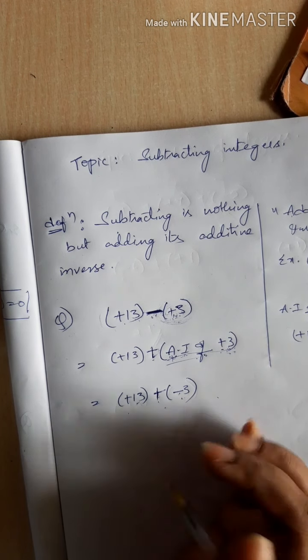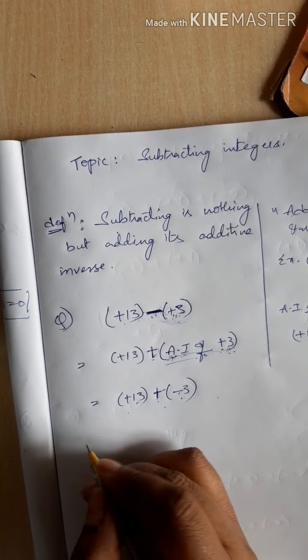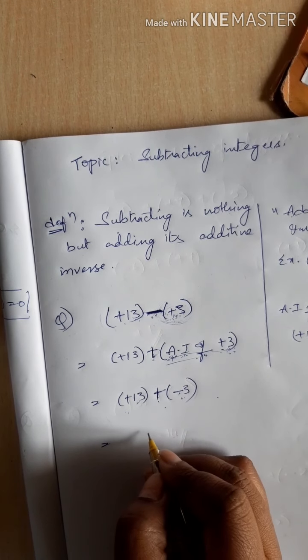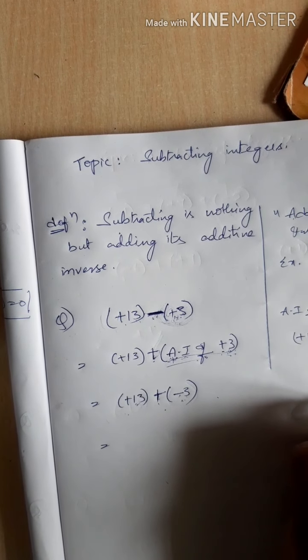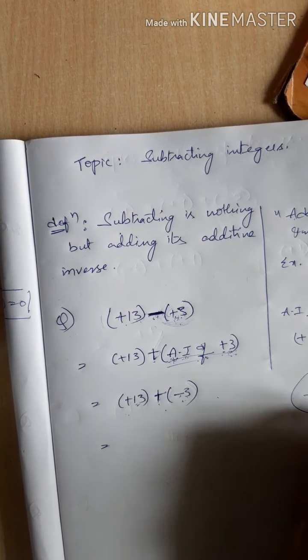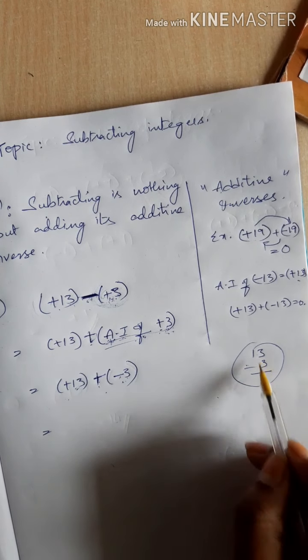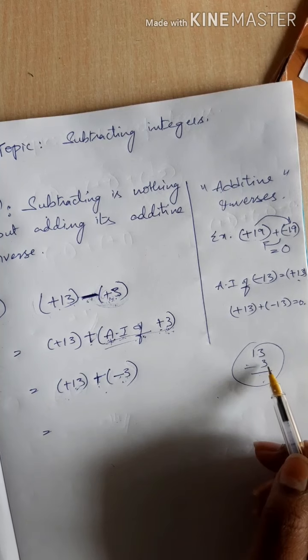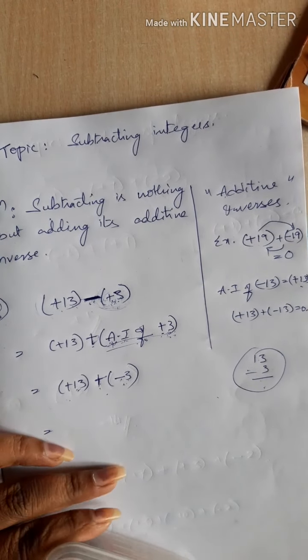Minus 3 is nothing but 3 red cards. Which cards are more? Green cards are more. The answer also you are going to get in green cards. Simply 13 minus 3 you need to do. See, if you do like this, you feel confusion: 13 minus 3, why is she doing that? If you do it using cards, it will be easy for you.